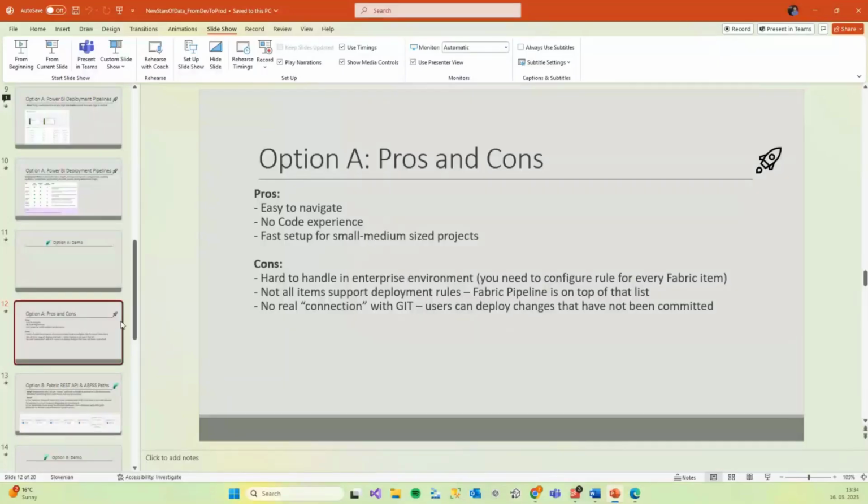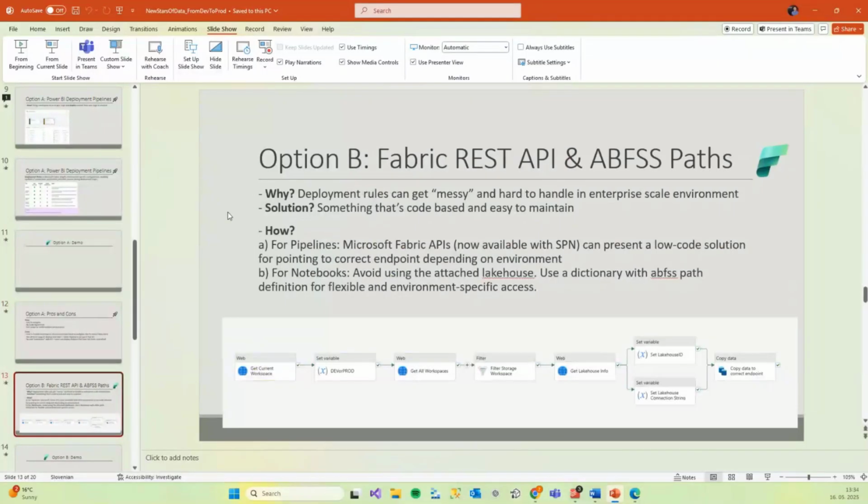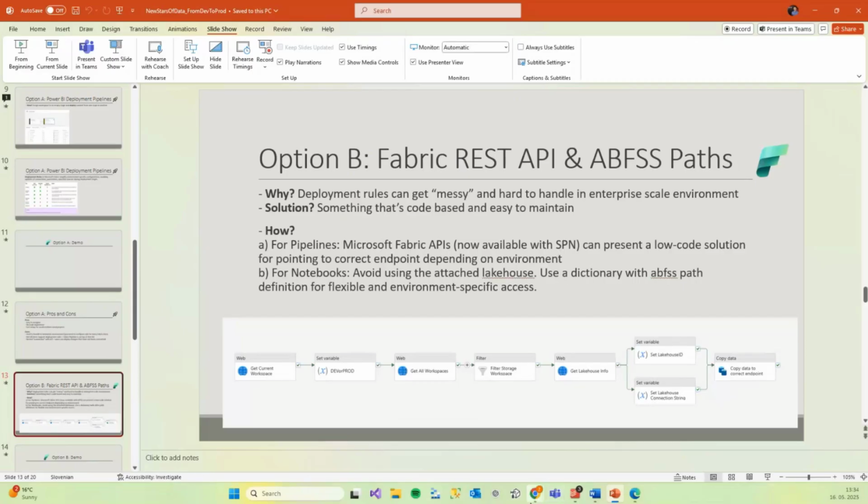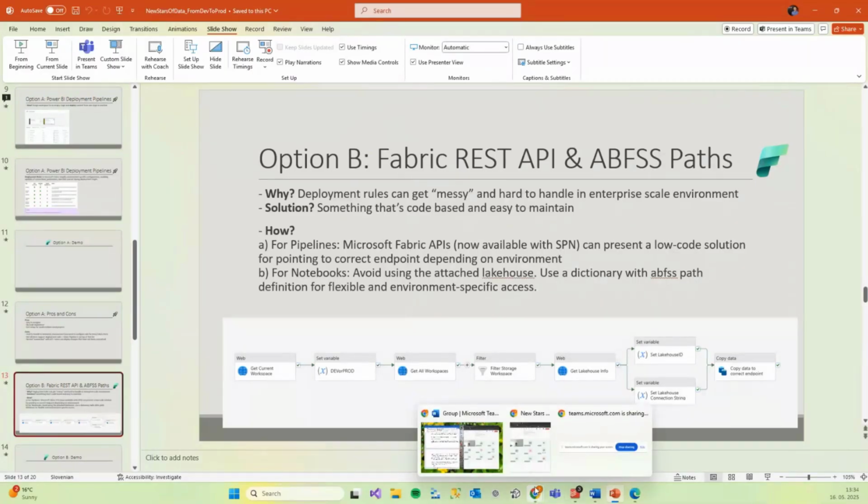Let me go back to the presentation. And now the second option here is smart use of the ABFSS path and REST API. As said, deployment rules can get messy and hard to handle in an enterprise scale environment. And we want something that is not no-code based, but rather, let's say, low-code based. So, let me just jump back directly to the demo again.